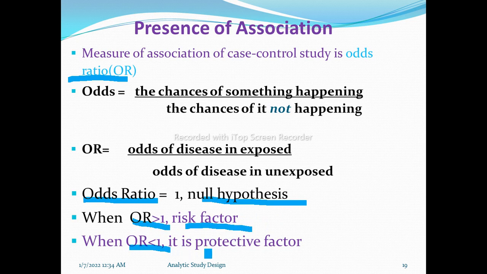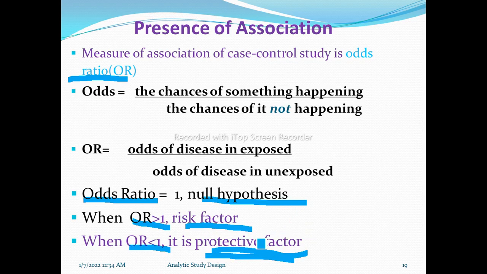Odds ratio less than 1, it is a protective factor. So if odds ratio becomes less than 1, the exposure does not lead to the outcome or the disease. A protective factor will reduce the outcome or the development of the disease. So less than 1 means a protective factor. So these three things are very important. The odds ratio may have three outcomes: either equal to 1, less than 1, or greater than 1.